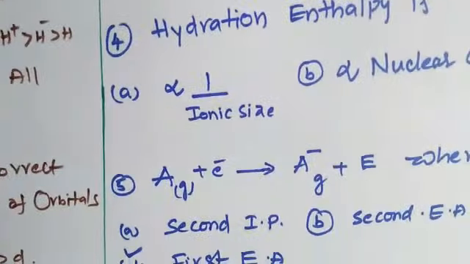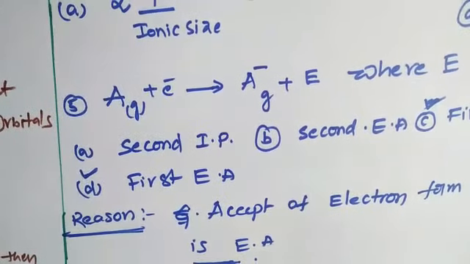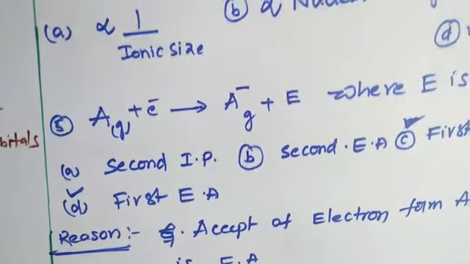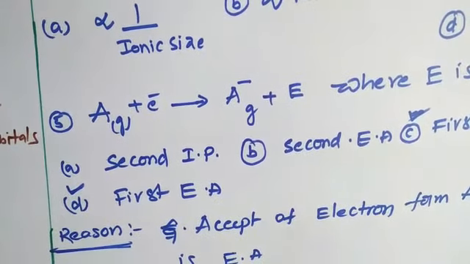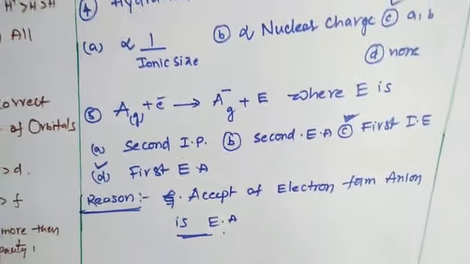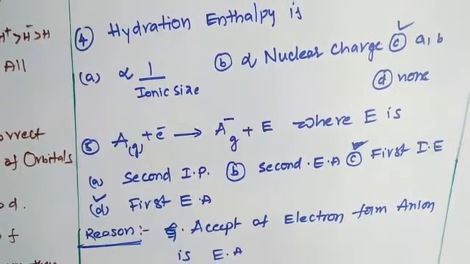So now E is nothing but the first electron affinity, which is the right answer because it gains one electron. Suppose it gains two electrons, it is called the second electron affinity. So these are some of the models which are present in the periodic table.